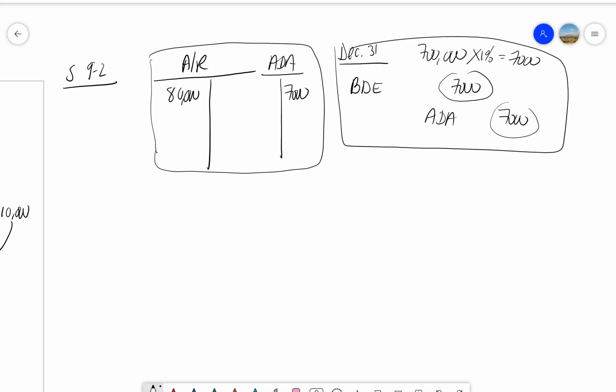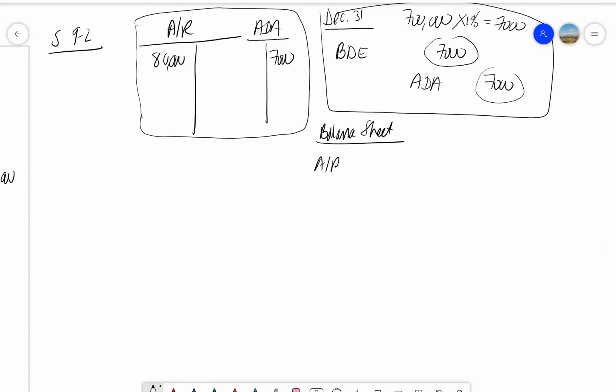Part two of the question says, how will they report their accounts receivable on their balance sheet? So on the balance sheet, what we'll see under current assets is our accounts receivable of $80,000 less the amount of the allowance for doubtful accounts of $7,000. So the amount that we're going to show on our balance sheet is our accounts receivable net of $73,000. So ultimately it will be the $73,000 that gets added to our current assets on our balance sheet. So that is 9-2.